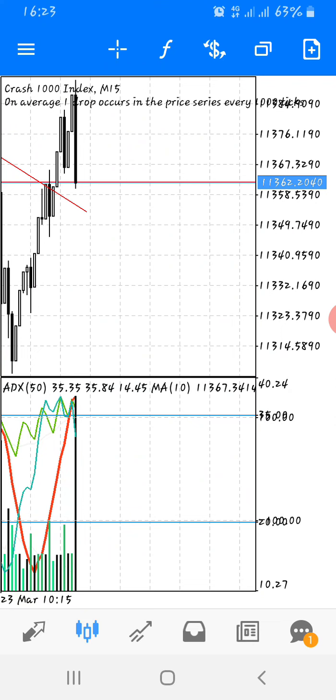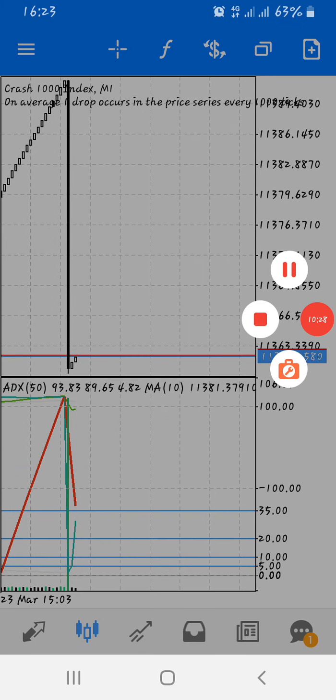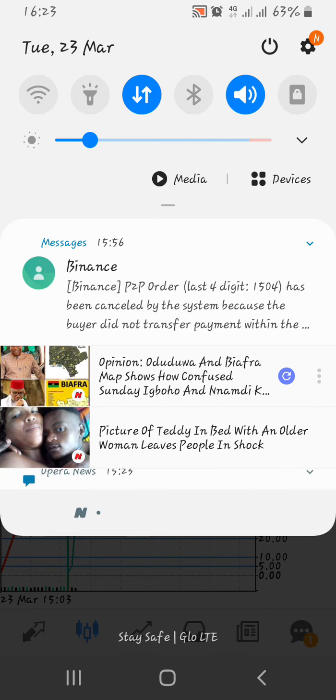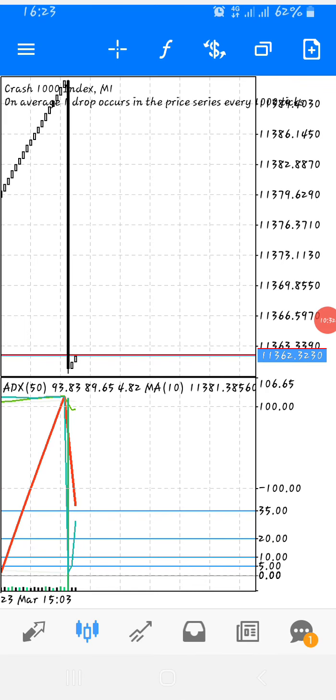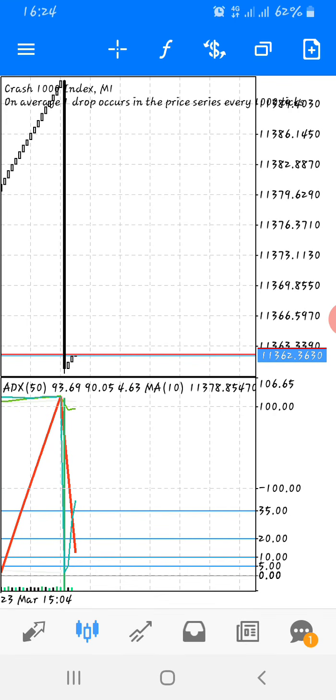Okay guys, this is how we make money from trading Crash and Boom volatility indices. Guys, they are very simple. You can make money too. Don't sit and watch others make money.